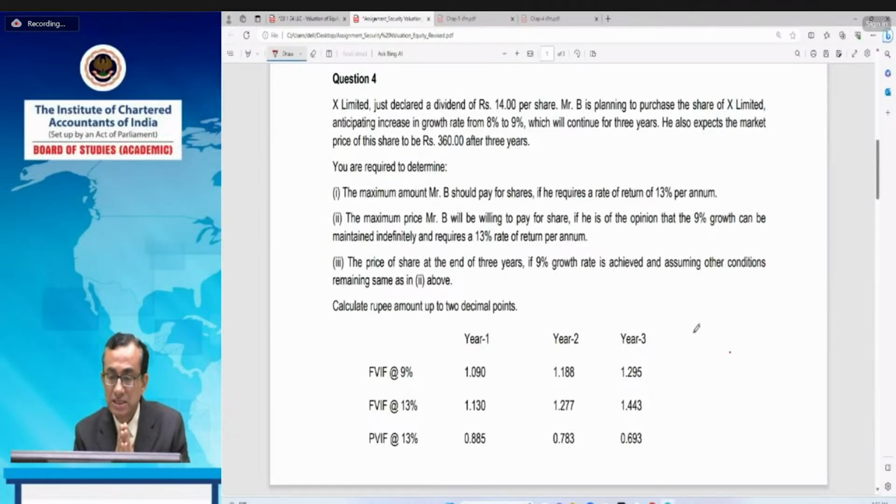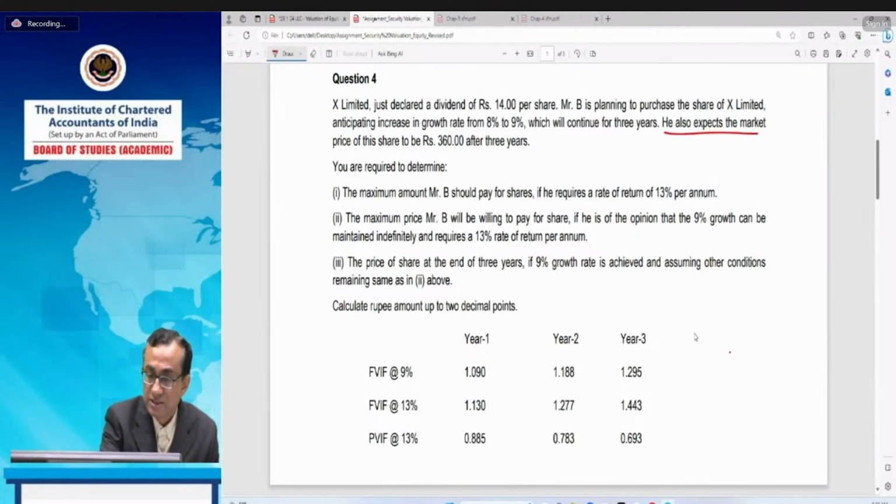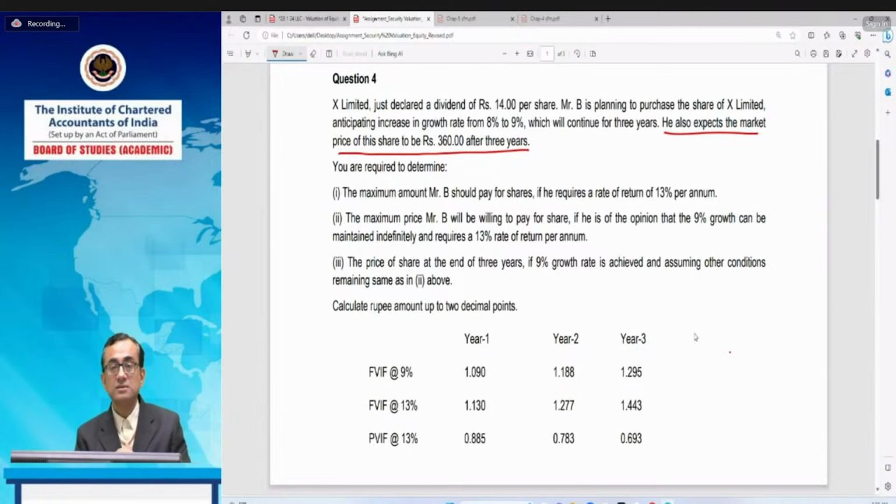Now it says that Mr. B, an investor, wants to purchase the shares of X Limited. And he is anticipating that the growth rate will be 9% and it will continue for the next 3 years. So 9% growth rate for the next 3 years. Then the last sentence says that he also expects the market price of this share to be 360. This is important. He expects the price of this share to be 360 after 3 years.